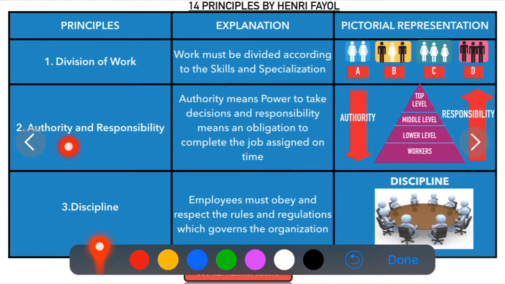Coming to the second one, authority and responsibility. Authority means power to take decisions by the top management, and responsibility means an obligation to complete the job assigned on time. So there is a top level, middle level, lower level, and the workers. These are the levels of management, where the authority comes from the top to the lower level, and the responsibility of the workers goes from the bottom to the top.